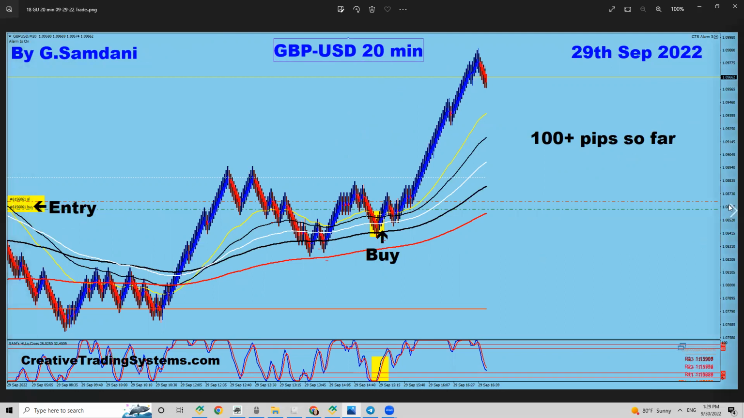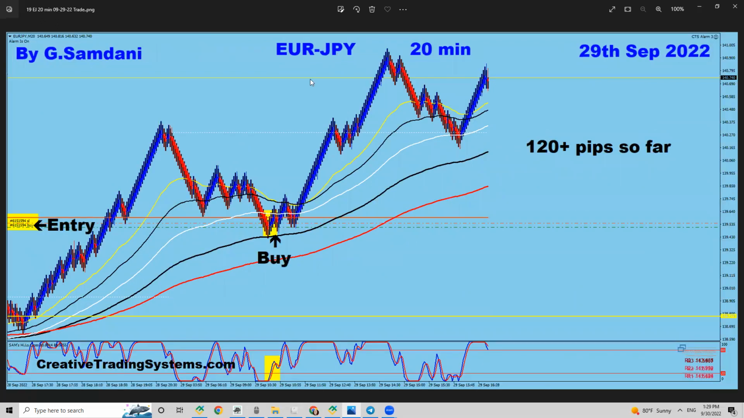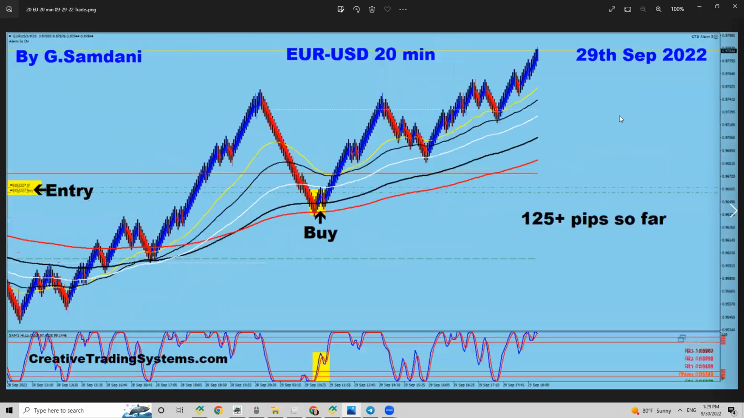And this one here, euro yen, you can see a nice move to the upside, which I missed. And then this one, I took this one as well, lost 15 pip. Then this one, 120 pip, buy order, SL move to break even plus. And on the 29th, euro USD, a beautiful drop here, and then it went up.